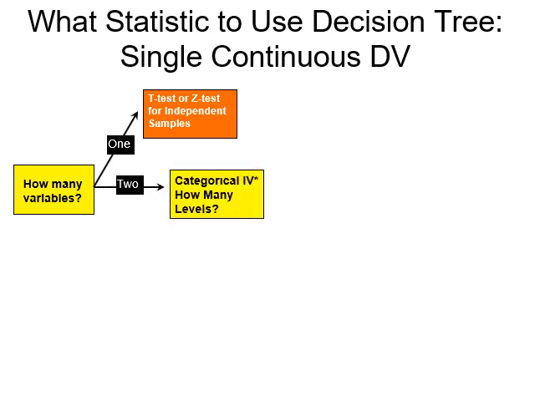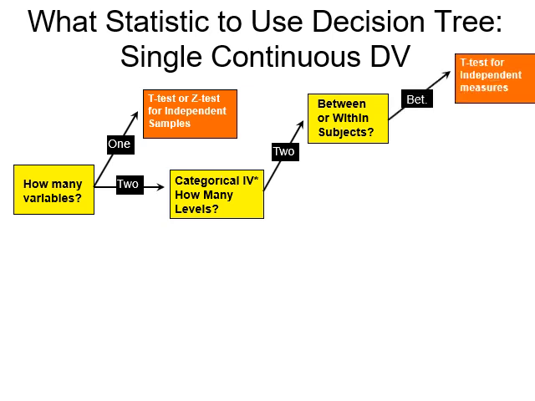If we have two variables, we then ask, is one of those variables a categorical IV? And if so, how many levels does that IV have, or conditions? If the answer is it is a categorical IV with two levels, two conditions, we move to whether it's between or within subjects. If it's a between design, where different people are in each of those conditions, we have the t-test for independent measures.